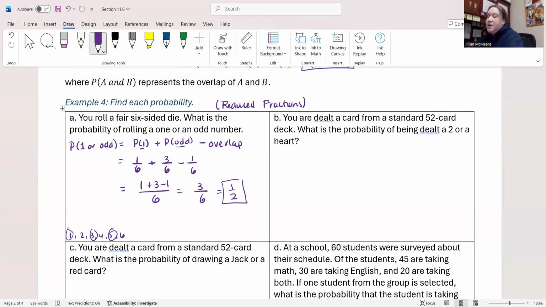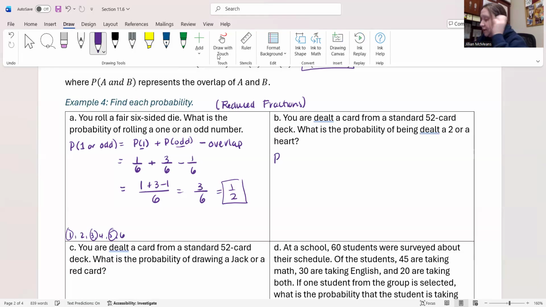Okay, part B, it says you are dealt a card from a standard 52 card deck. What is the probability of being dealt a 2 or a heart? These can occur at the same time. You have your 4 twos, you have your 13 hearts, but of those hearts, one of them happens to also be a 2. So we have to add the two probabilities and subtract some overlap.